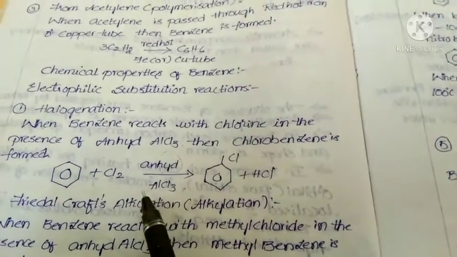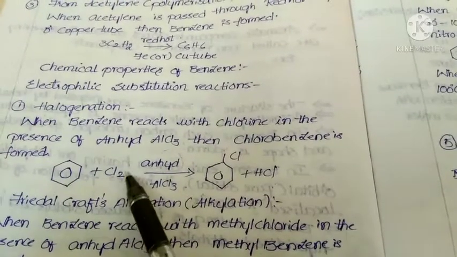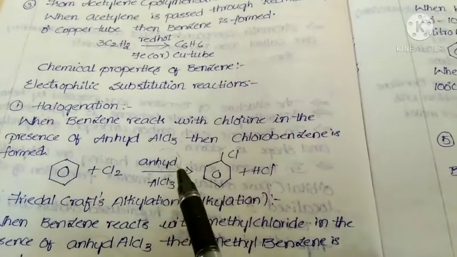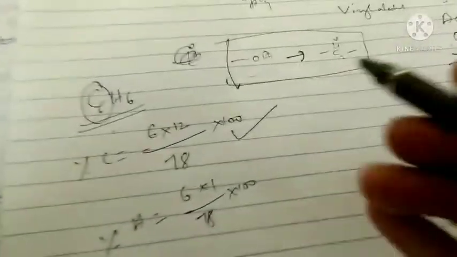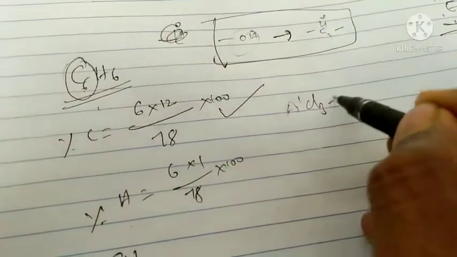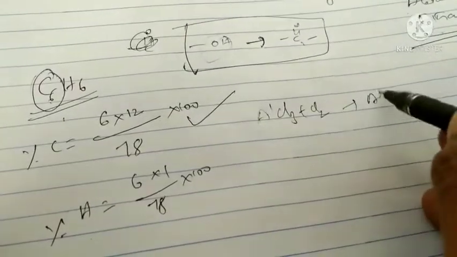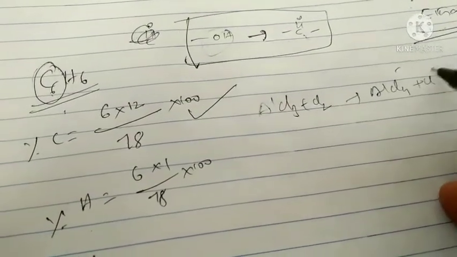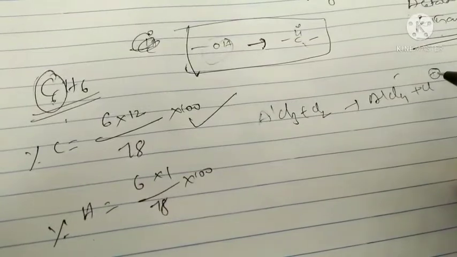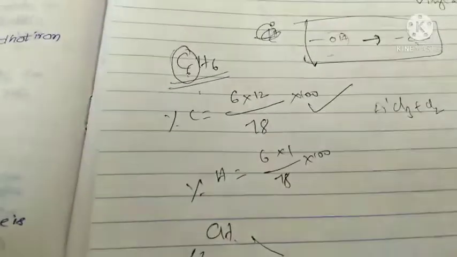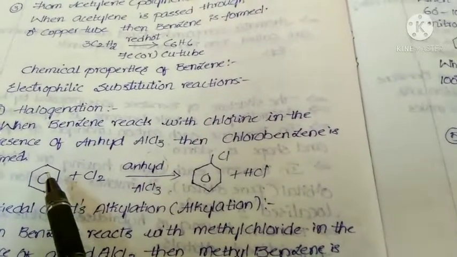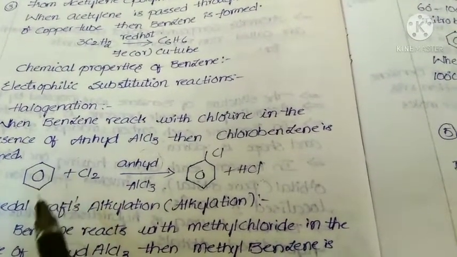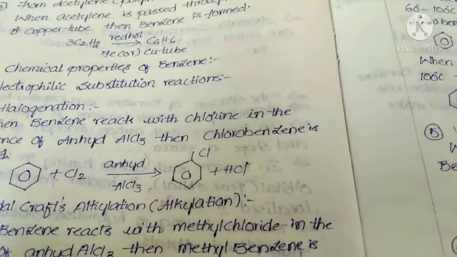That means initially this chlorine reacts with AlCl3, then we get this one. When AlCl3 reacts with Cl2, we get this compound, students: AlCl4 minus plus Cl plus. So this acts as what? Electrophile. That electrophile comes and attacks, and replaces hydrogen from benzene, then that hydrogen is removed with Cl.